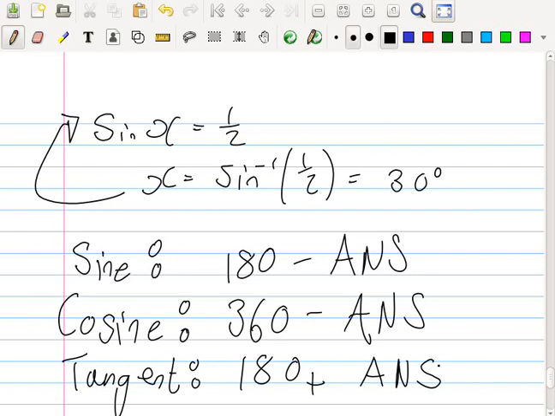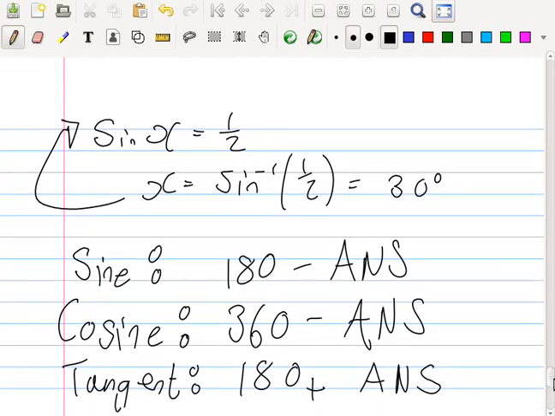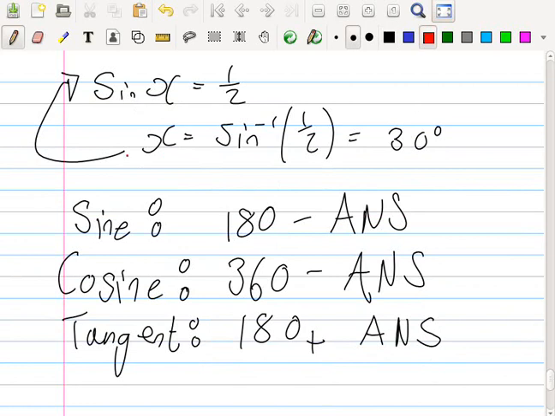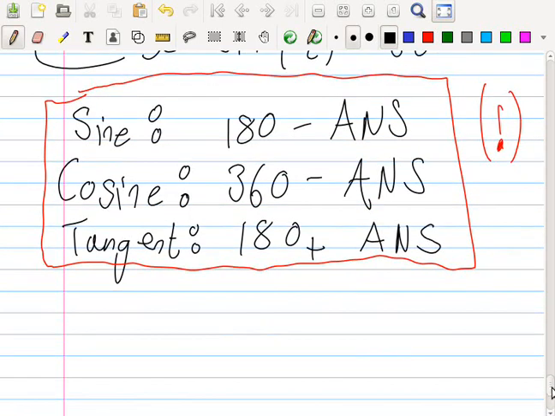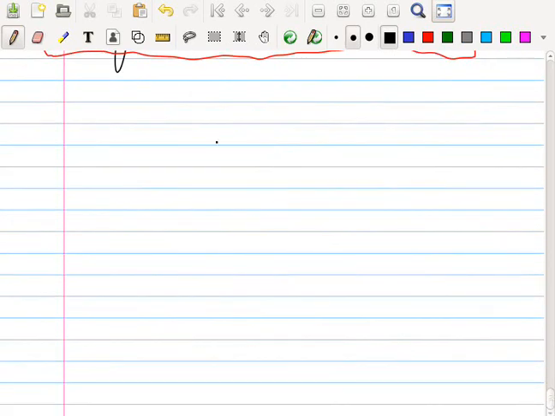Okay. So with that in mind, we can now look at more complicated equations. So let's have a look at our first example. So I should also point out, you must know this off by heart because it is not in the formula book. Important. Okay. So let's have a look at an example.